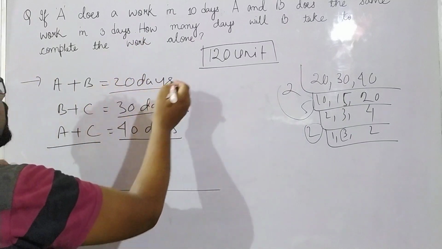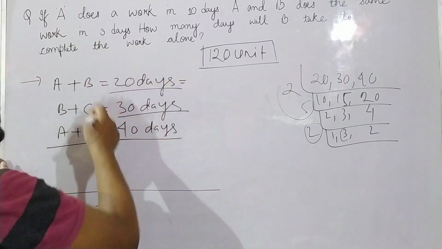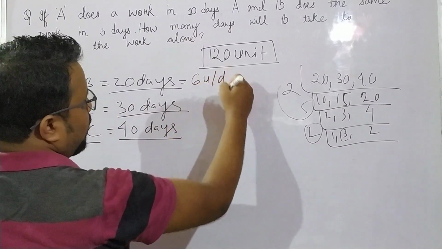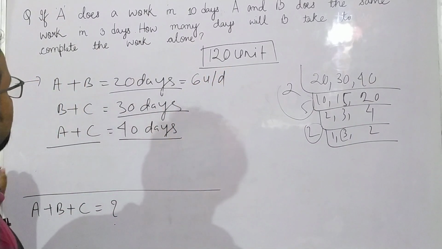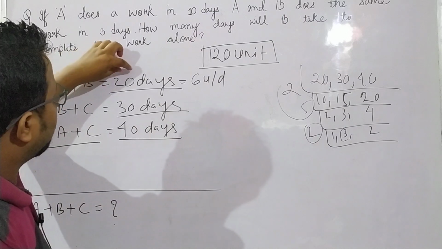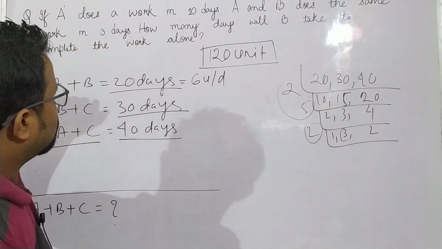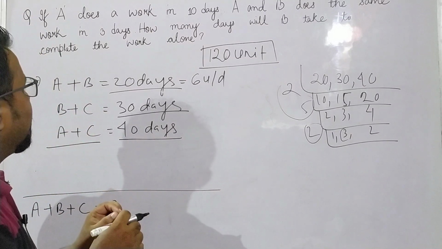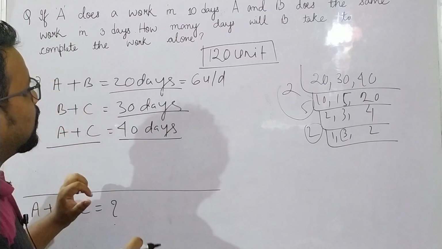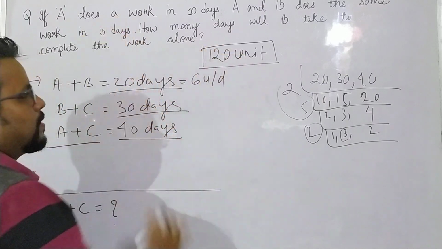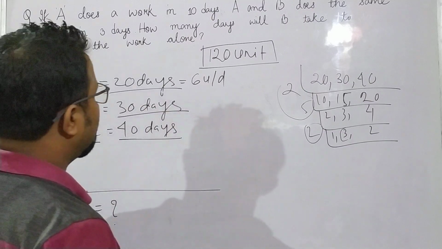So what is the work of A and B in 1 day? A and B can finish the work in 20 days, so in 1 day, how will we do it? 120 divided by 20. It is 6 unit per day.